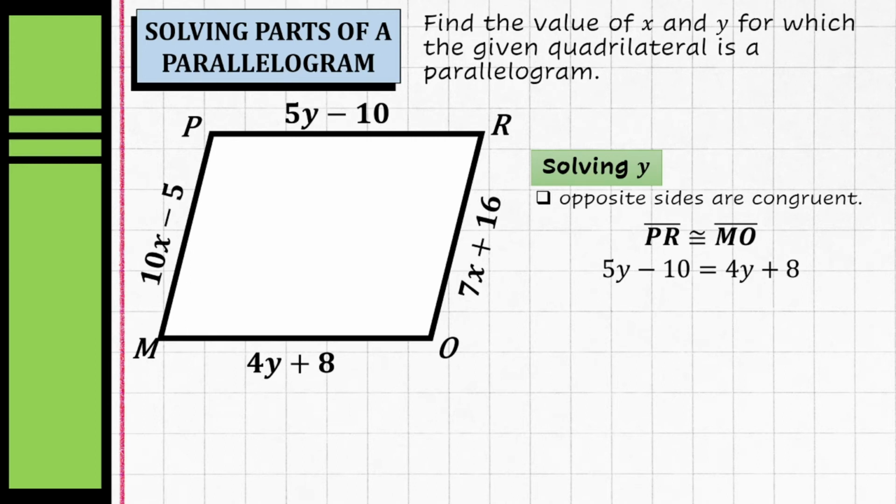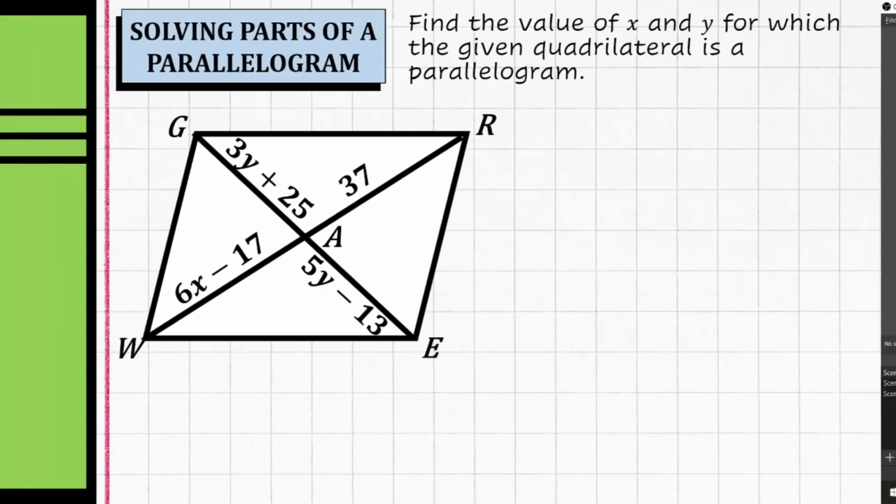Now, let's transfer all the variable terms on the left side and all the constant terms on the right side by applying the addition property and subtraction property. Now, we will have 5y minus 4y is equal to 8 plus 10. Now, simplifying this, we will have y is equal to 18, and that will be the value of y.